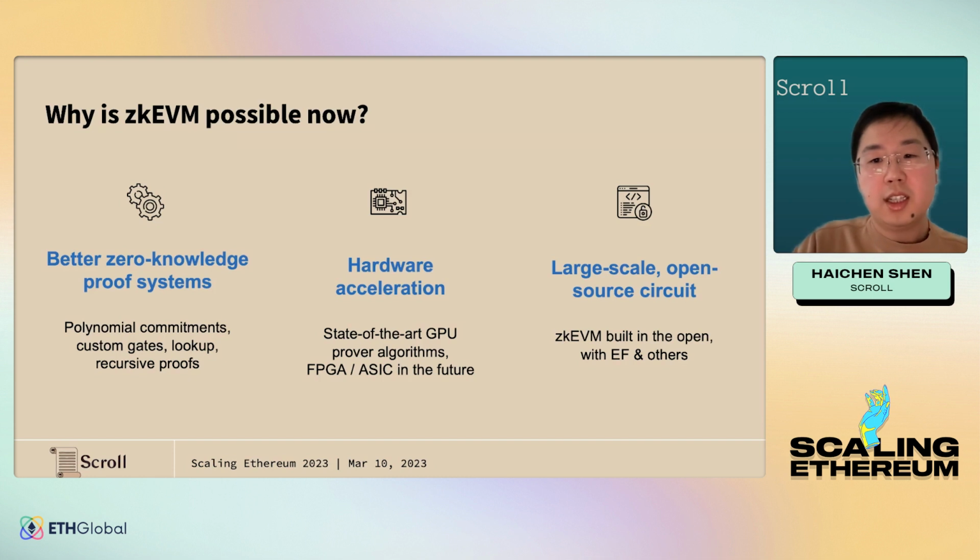And the third is that we have a lot of new open source tooling and frameworks available. Not to mention that Scroll is building the zkEVM in the open source communities with the Ethereum Foundation, like the PSE team from the Ethereum Foundation, and other open source communities. So there are lots of tools and resources available in open source, and that's making zkEVM building viable and practical.